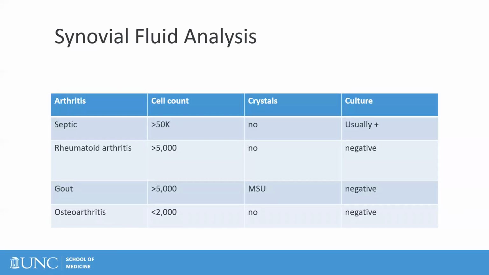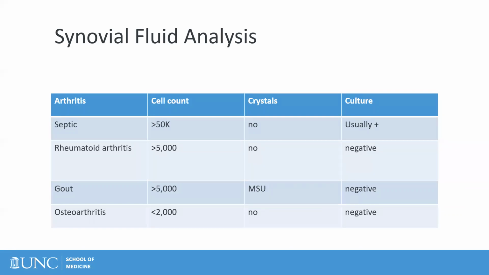Septic arthritis generally does not have crystals, and it's usually culture positive, but not always. About 10 or 15% of the time, even in patients who have septic arthritis, the culture is negative, either because the organism is hard to grow, or somebody may have had antibiotics, and so you may not be able to grow it in your culture.